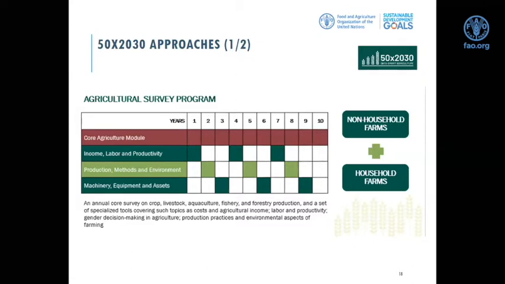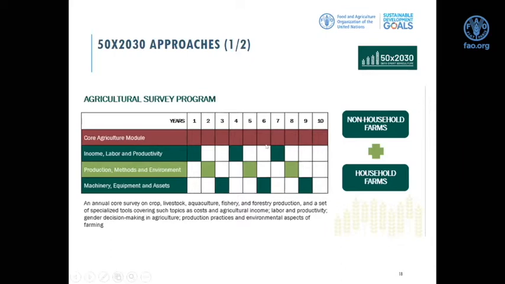And Fit by 30 has two programs. One is the agriculture survey program, that's very similar to Agris. And the target population are the agricultural households and non-household farms. So the non-household sector and household sector in agriculture. So the unit of observation are the agricultural holdings.